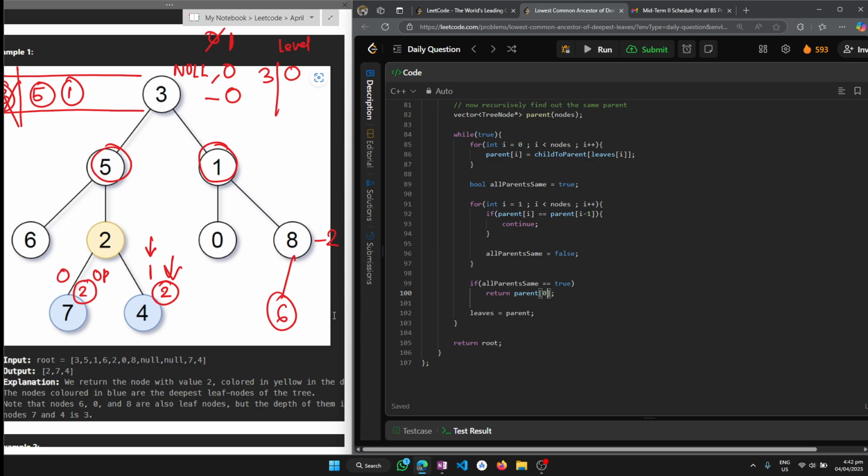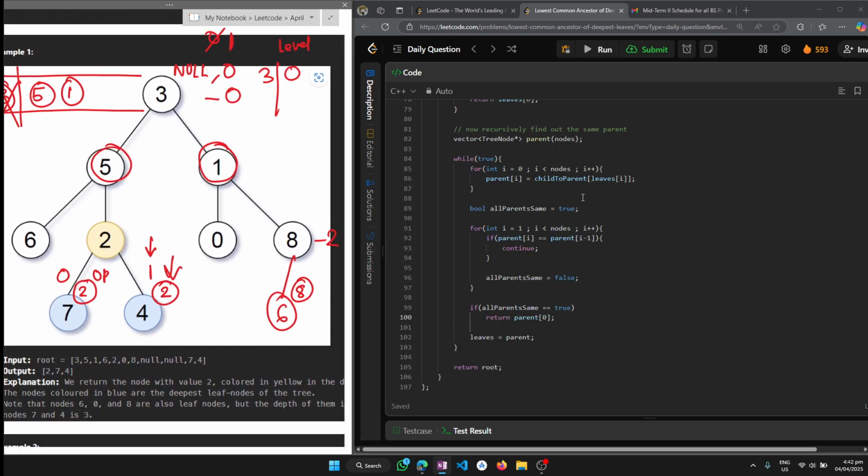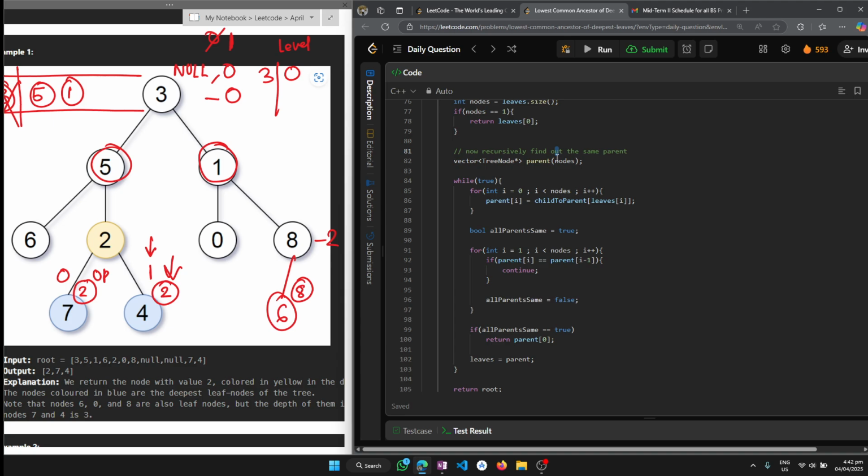So you see the parent of 6 is 8, right? At this point, I know what the deepest leaves are. So I come inside the for loop and I see what the parents are. For these two, the map tells me the parents are 2, but for this one it's 8. So this condition is not going to be met over here. Why? Because 2 and 8 are different parents. So I'm not going to continue. I'm going to mark all parents same as false. And if all parents same are false, I'm not going to return the parent.